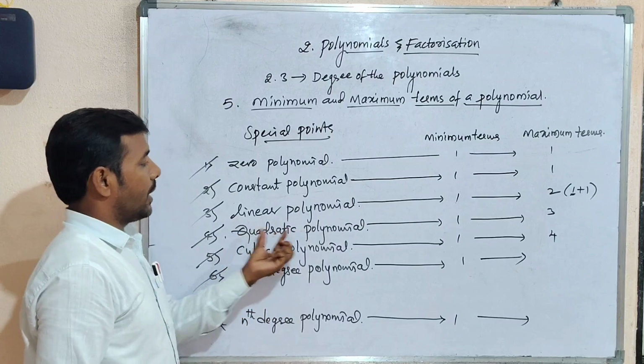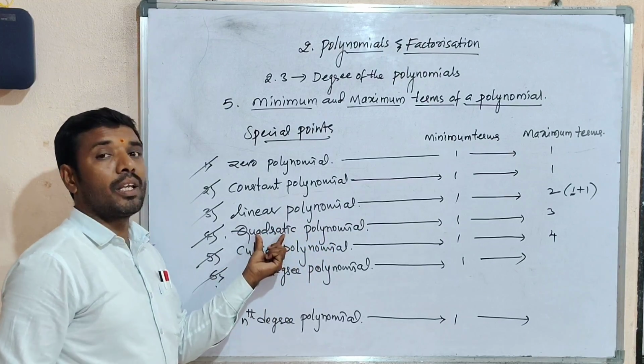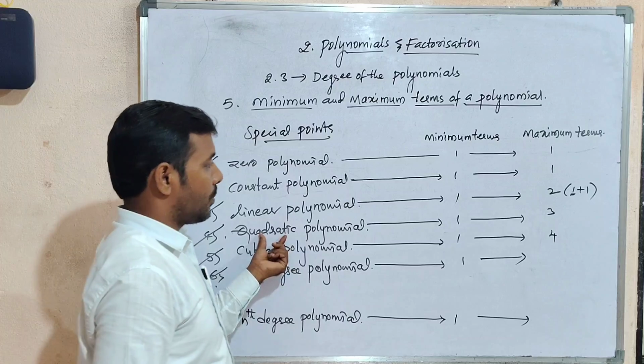Similarly, for the quadratic polynomial, nothing but the second degree polynomial is called a quadratic polynomial.